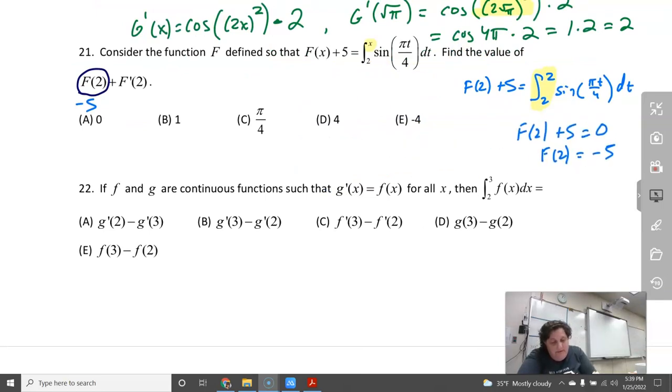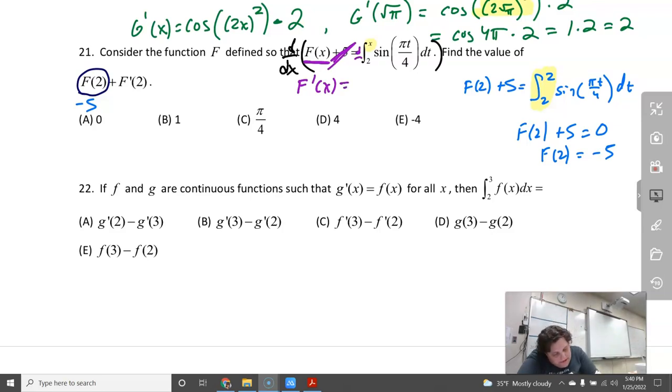F prime means that I have to take the derivative of all of this stuff, the derivative of each part. I got to take the derivative of this whole thing. First, what's the derivative of f of x? F prime of x. The derivative of f is f prime. What's the derivative of plus 5? That's a constant. That's 0.